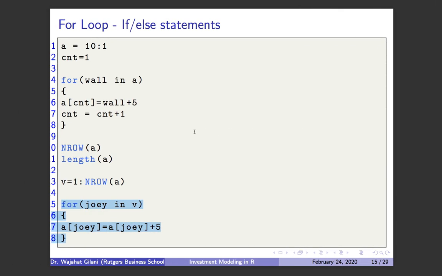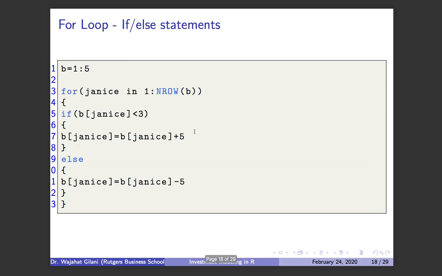Now the for loop tends to be used together with the if-else statement, and that's what you see here. I have a slight typo here because else right here should be on the same line as the closing bracket of the if. So what I'm going to do is rewrite this in R just so you guys can see it clearer. So basically we start off with this original vector of b equals 1 colon 5.